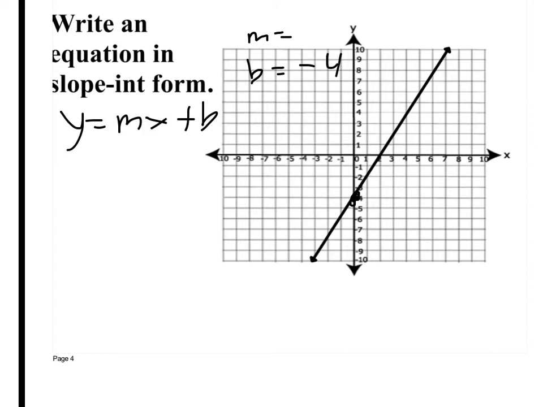Then what I do is I find another point on this line. Sometimes they won't put points on the line. You got to find them. Well, this is the next point. So what I do is I figure out how far up did it go. If it started at -4 and went to -2, how far up? 2. How far to the right did it go? 1. So what would be my slope? 2/1, which is the same thing as 2. Then I just plug those in.